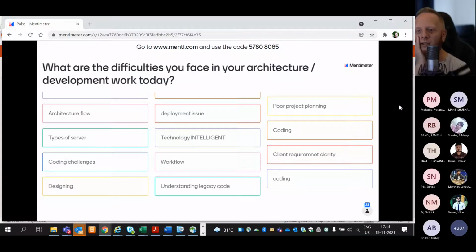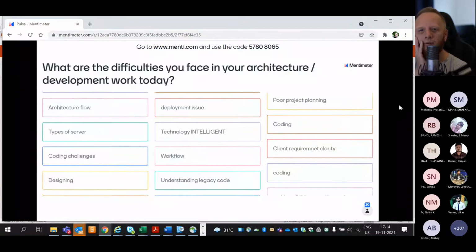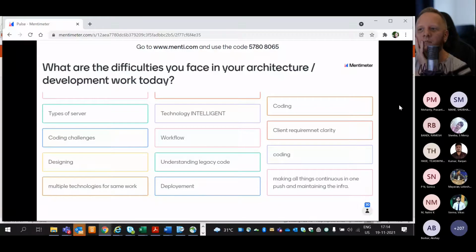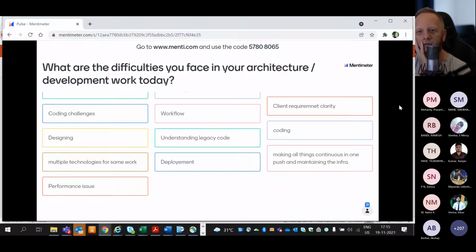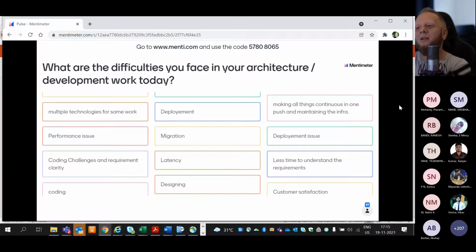For project planning, yeah, that's something that we have been haunted by for 20 years, if not more. Client requirement clarity, interesting. Coding challenges. I also saw multi-threading up there as well. Concurrency is hard, right? And once you start bringing that into cloud and moving those around into different microservices, it becomes 10 times more complicated. Making all things continuous in one push and maintaining the infra. Interesting. Okay, someone's raised their hand. Yogini, please unmute and elaborate if you wish.